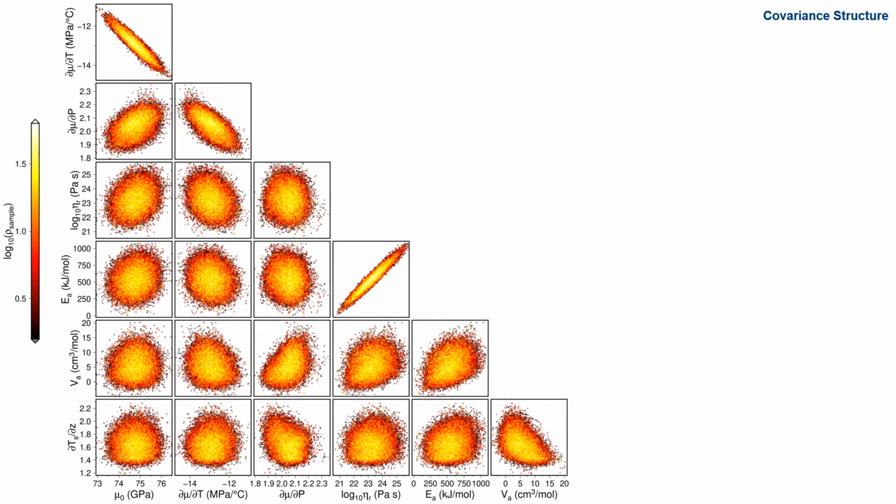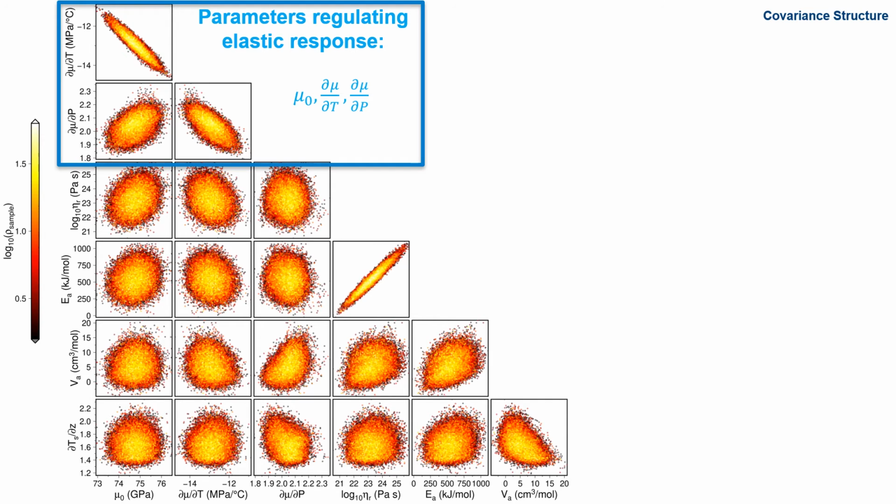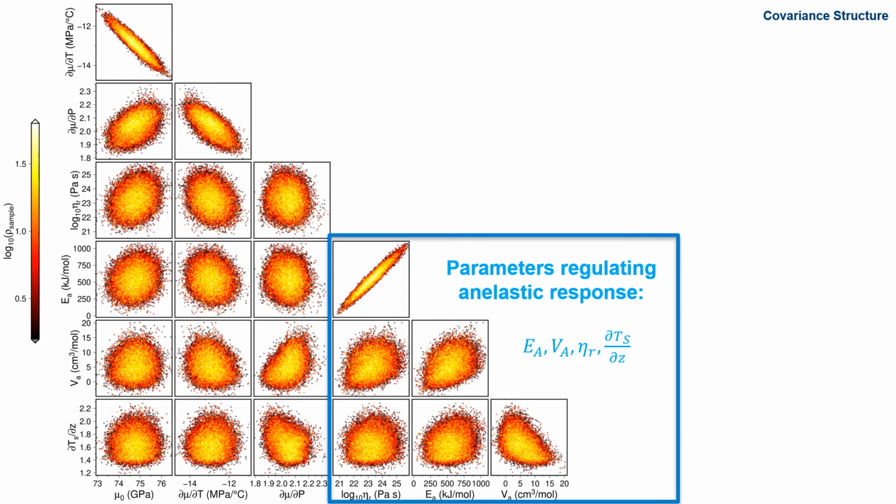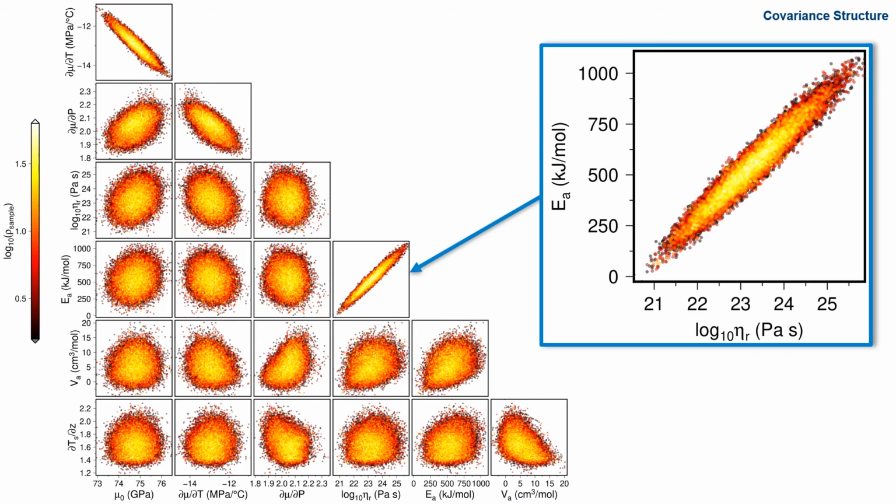For example, between the parameters regulating the elastic component of the response. There is a very strong trade-off between the reference shear modulus and its temperature gradient. A similar structure is seen between the parameters regulating the anelastic component of the response. For example, a very strong trade-off between the activation energy and reference viscosity indicates that a whole family of models lying along this trade-off are equally probable.